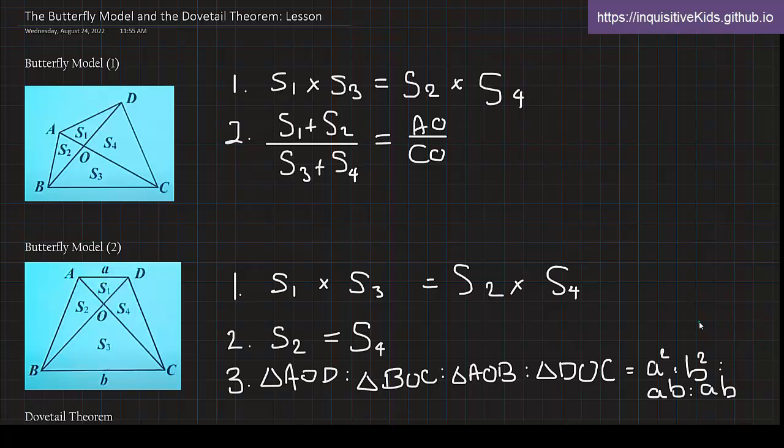The butterfly model and the Dovetail Theorem. Lesson. So the butterfly model and the Dovetail Theorem are two very important parts of geometry that we have to look at throughout our Math Olympiad series.